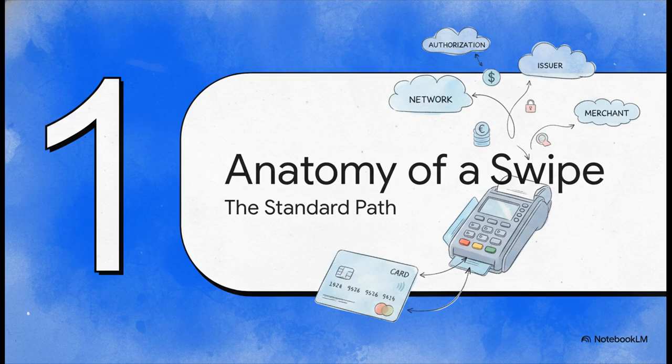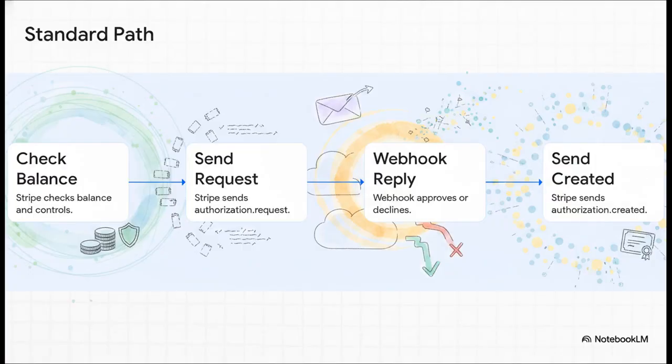Let's start with part 1, anatomy of a swipe, focusing on the standard path. We're going to map out the exact sequence of events that triggers when a cardholder attempts a standard purchase. Think of this whole process as a very, very fast-paced conversation. Step 1, as soon as that swipe happens, Stripe immediately steps in and checks that the balance used for issuing actually has sufficient funds. They'd also check that the card is active and that any predefined spending controls you set up actually allow this specific authorization.